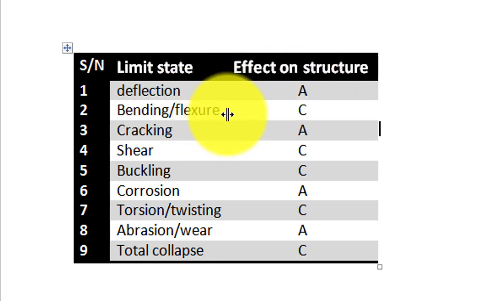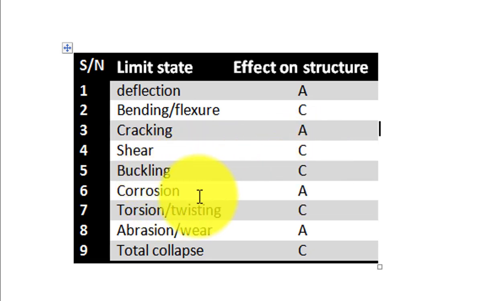The one about bending or flexure. Bending or flexure, this is when the bending moment is high at the support. So this is a partial collapse. So what about cracking? Cracking will only affect the appearance. Nothing will occur to your structure when it is cracking. It's only cracking. So shear, of course, shear is a failure. It's a total failure. It's a total collapse. So it is C. Buckling is also a collapse.